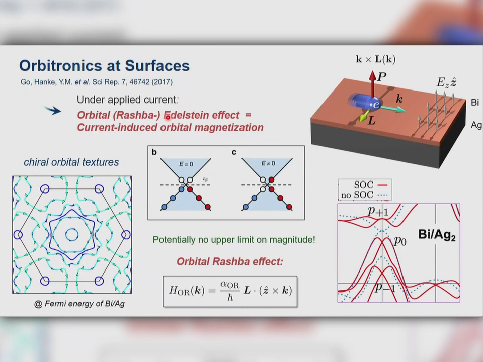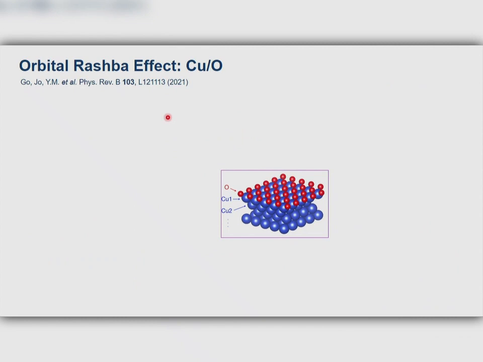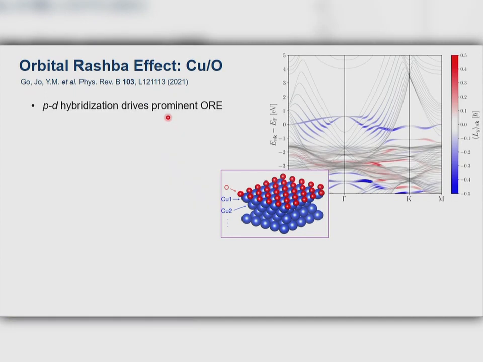Of course, you will argue, okay, this is a bismuth silver that I took, but let's take a look at a much simpler system, a much lighter system. It is an oxygenated copper, where we take a slab of copper, we're simple theoreticians, we model everything in simple terms, we deposit a layer of oxygen on top of it, and we look at what happens. So what happens is actually quite surprising. You realize that the p-d hybridization between copper and oxygen atoms drives a gigantic orbital Rashba effect, and this leads to very large orbital polarization of your states in the vicinity of Fermi energy.